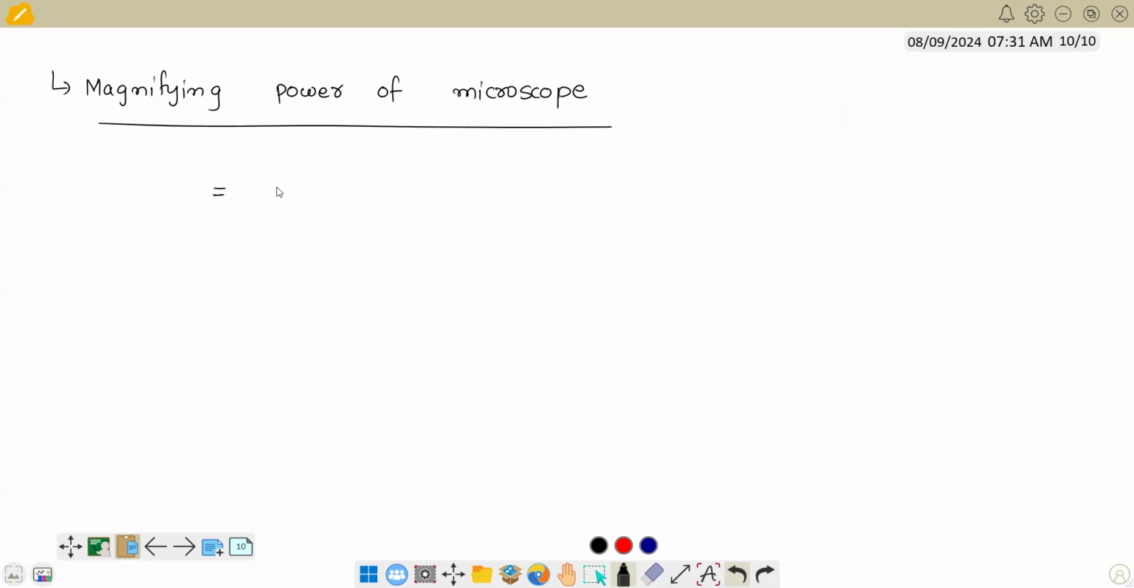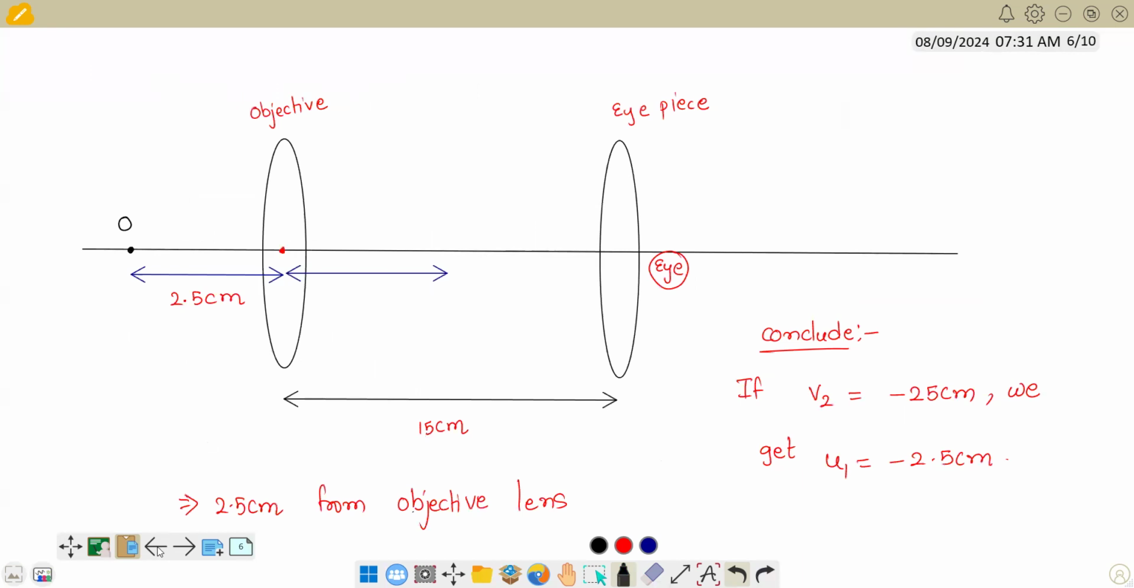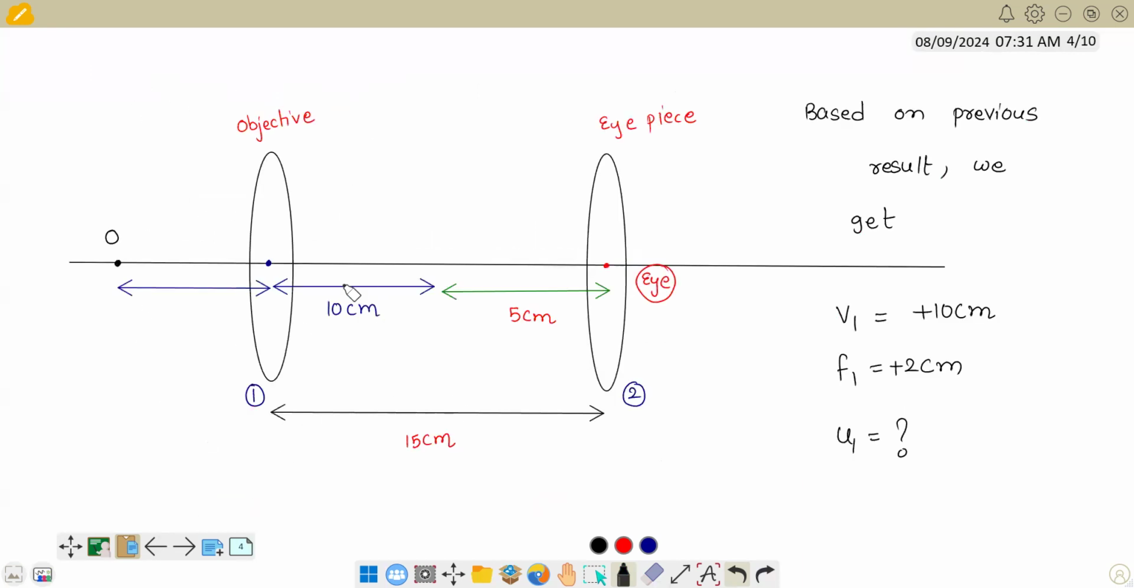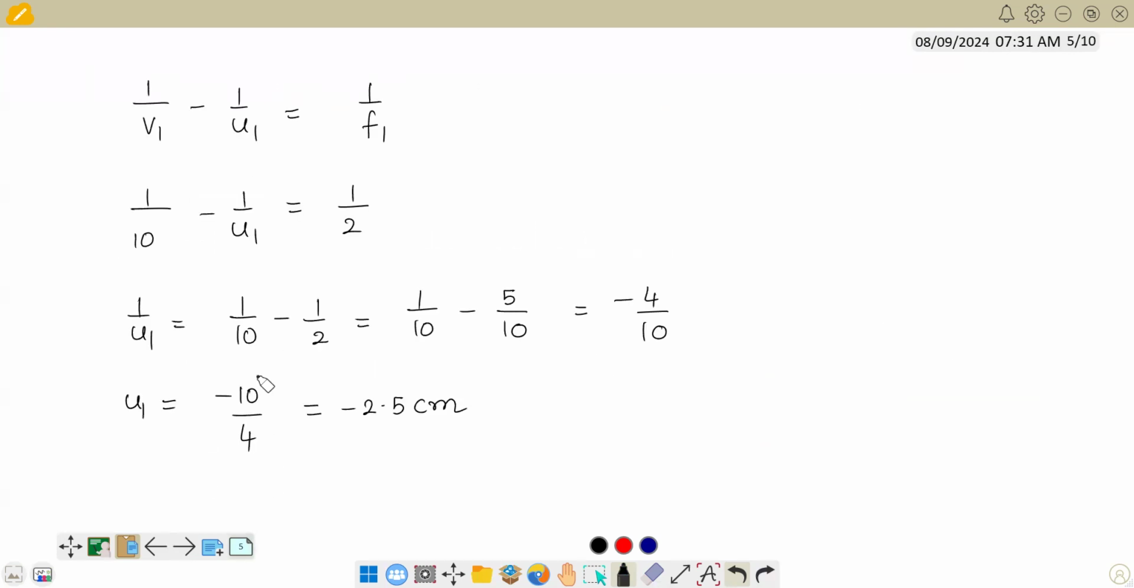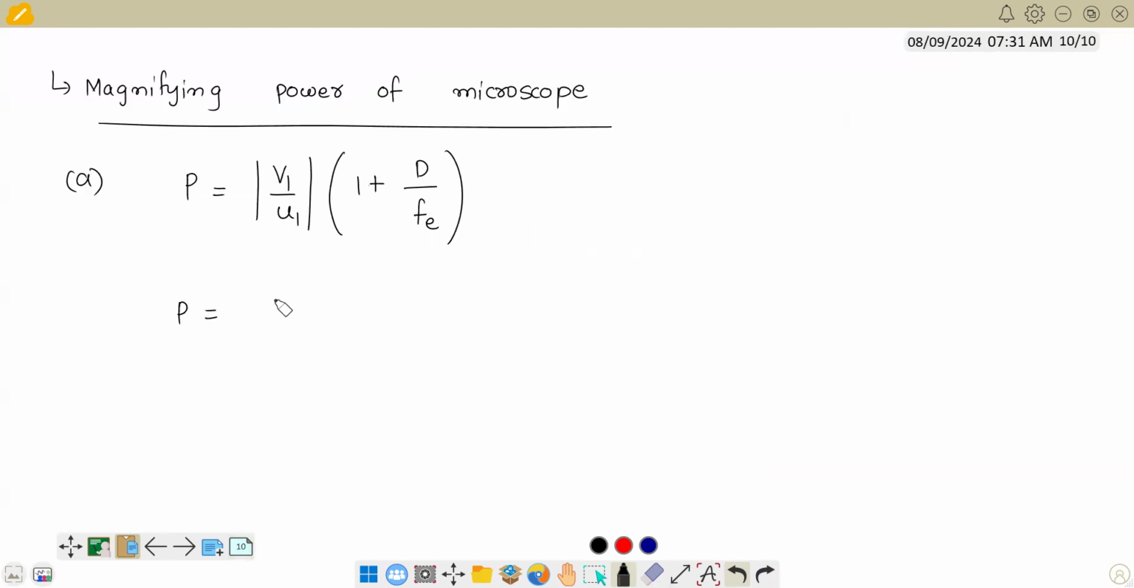The magnifying power is simply, for the first microscope, v1 by u1. So we'll just go for the magnitude of this. For the second one, since we take angular magnification, it is 1 plus D by fe. This is for case A. I will call the magnifying power P. So P equals v1 by u1 into 1 plus D by fe. In the first case, v1 is 10, u1 is 2.5, into 1 plus least distance of distinct vision, which is 25, divided by the focal length of the eyepiece, given as 6.25. So it would become 4 into 5, so it would be 20.